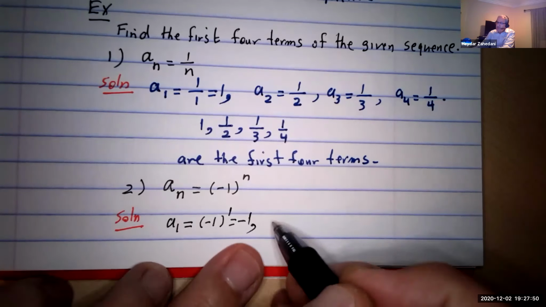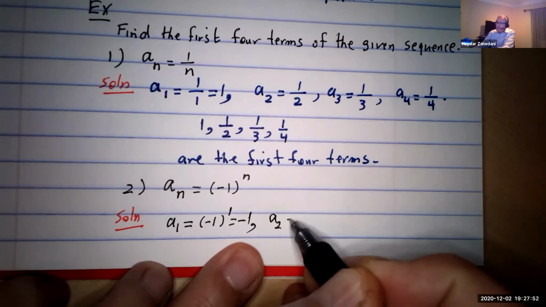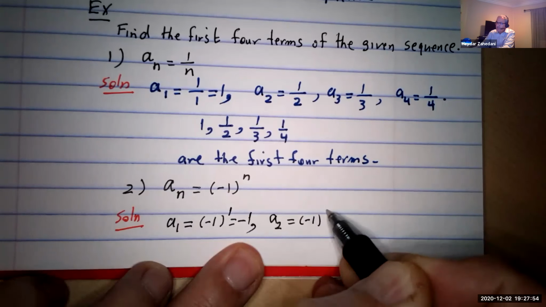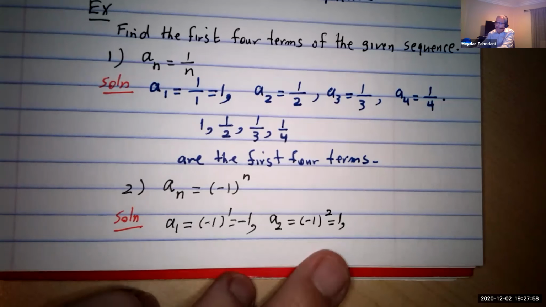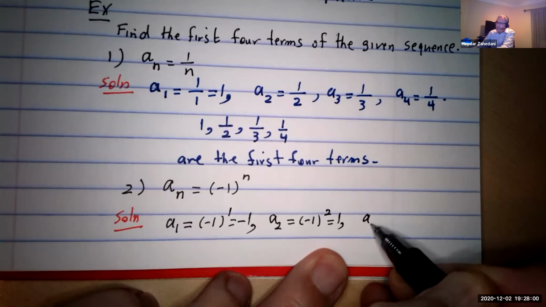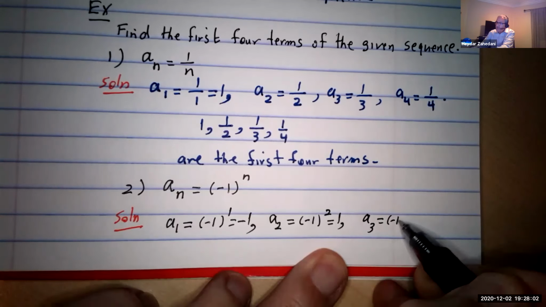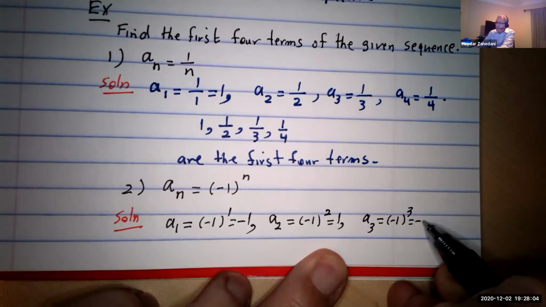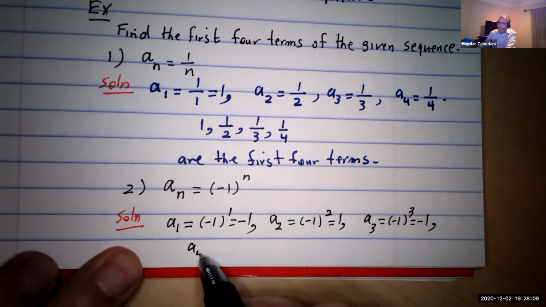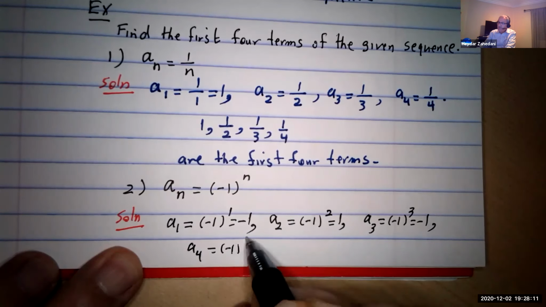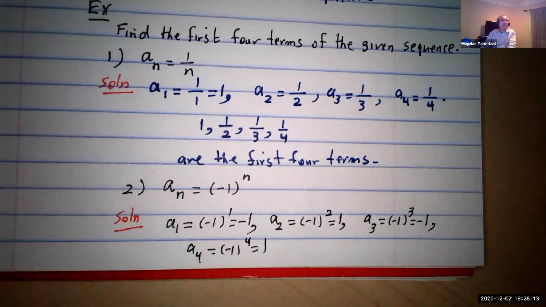If you want to find the A2, you replace the n by 2, it's going to be -1 squared, which is a +1. If you want to find the A3, it's going to be -1 to the 3rd, which is a -1. If you want to find the A4, it's going to be -1 to the 4th, which is a +1. So the terms of this sequence are going to be -1, 1, -1, 1.